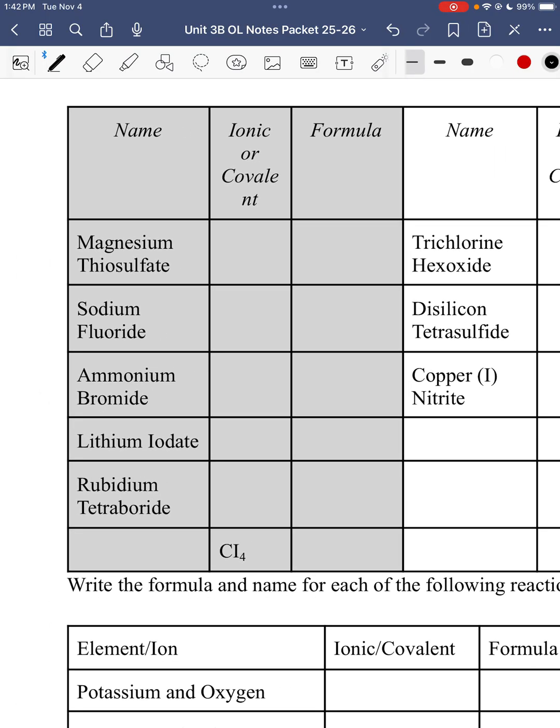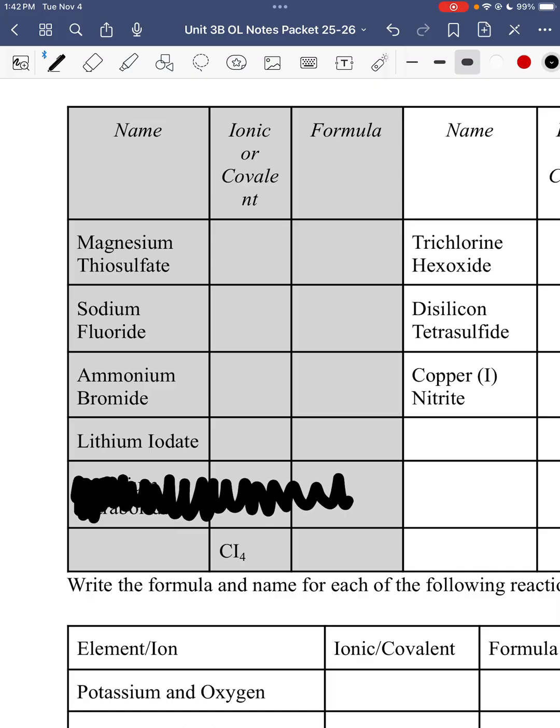Here we move into the section where we're naming things or writing the formula. I'm going to go ahead and cross out this one because that one was a typo and can't be done. So magnesium thiosulfate is going to be ionic because it has a polyatomic and it has a metal and an anion in it. So magnesium is Mg plus 2. Thiosulfate is S2O3 minus 2.